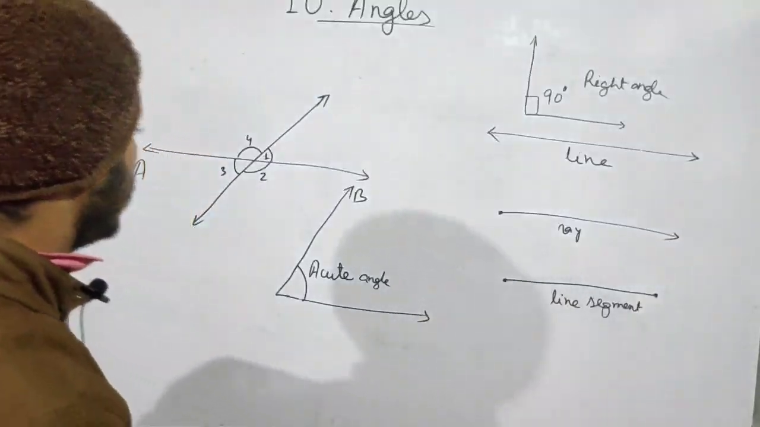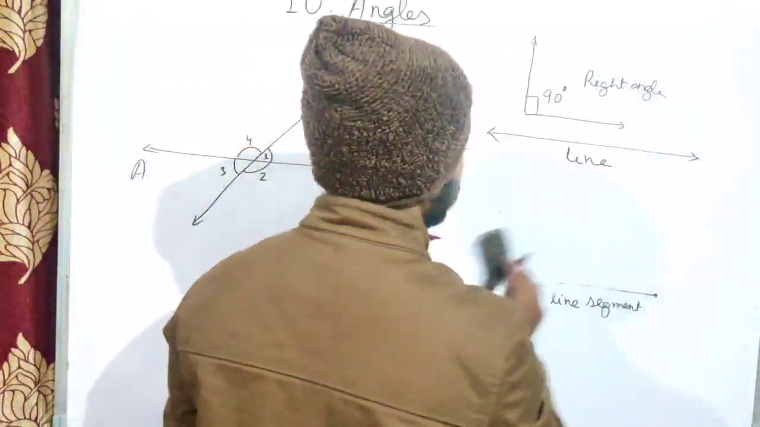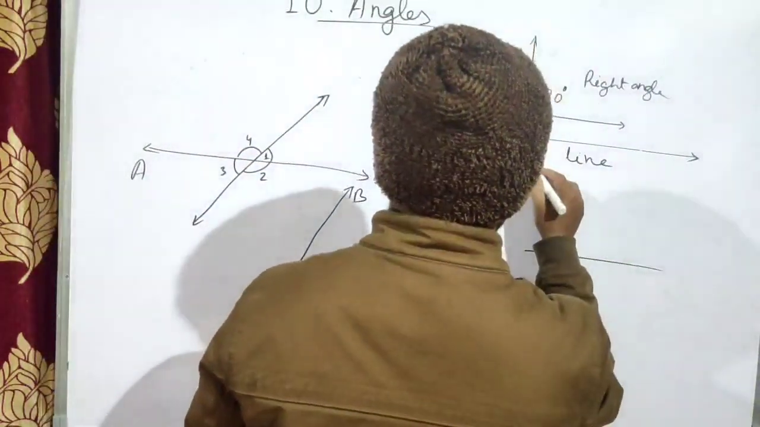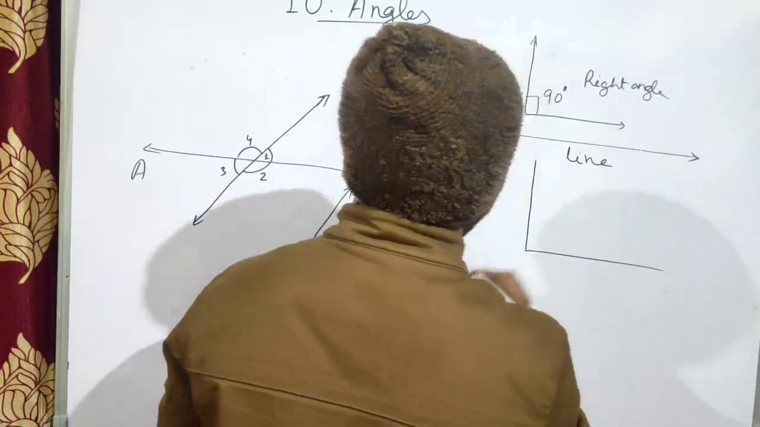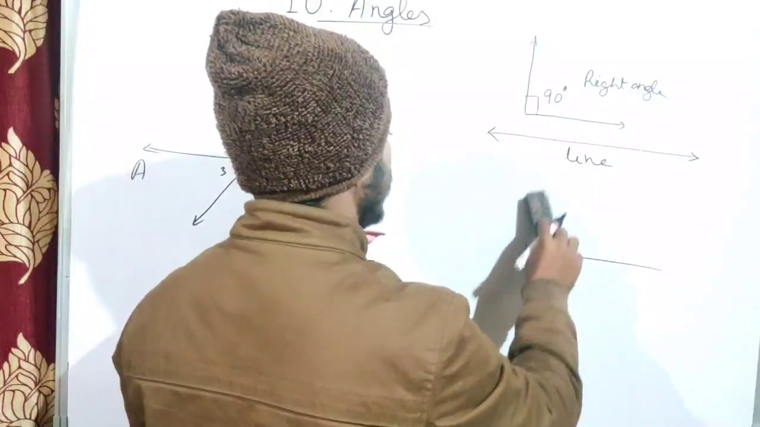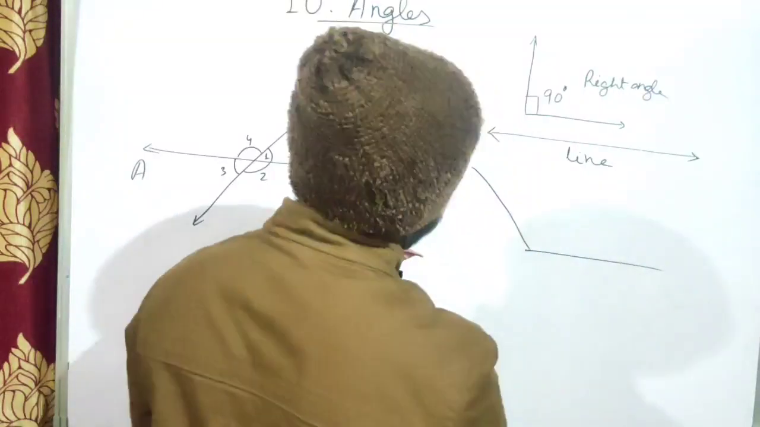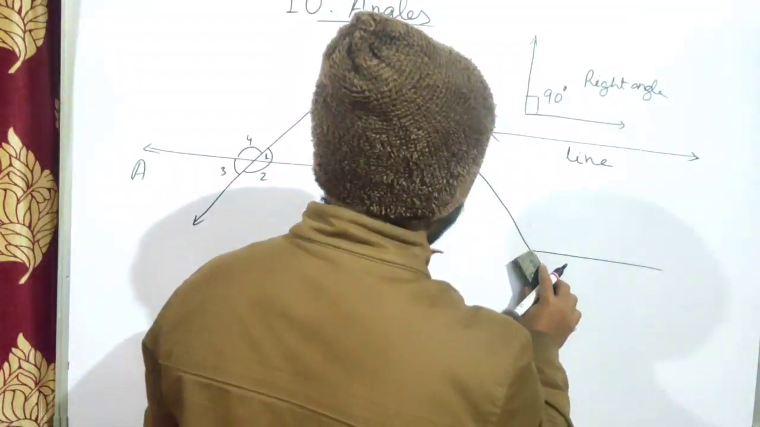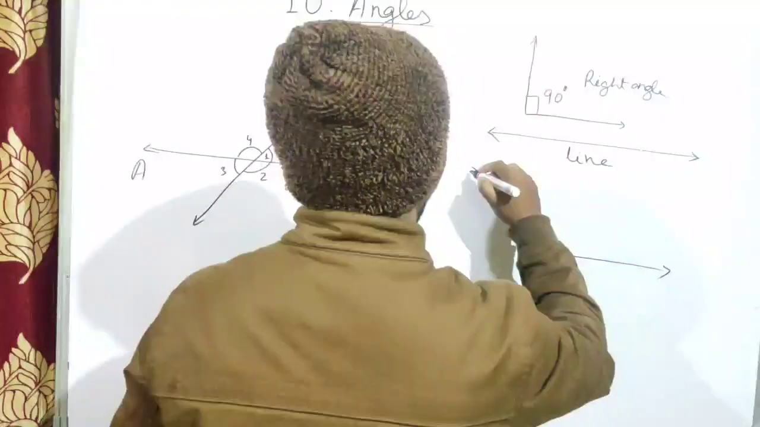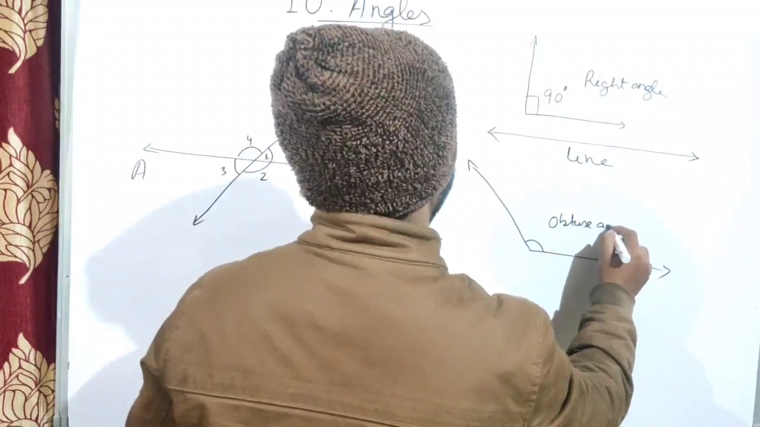If the angle is more than 90 degree, look at the board. Up to this it is 90 degree, isn't it? Now if it is more than 90 degree like this, then this angle is known as an obtuse angle. What type of angle? Obtuse angle. OBTUSE, obtuse.